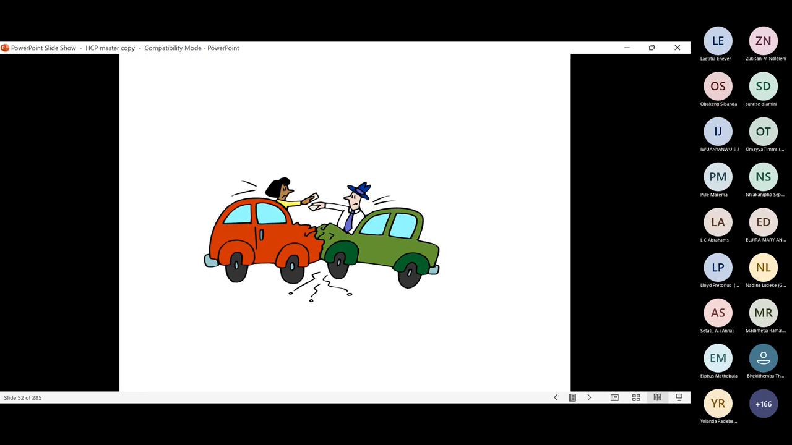Now, as lawyers, we all know, if we look at that, there's damage to the vehicle and we think, what branch of the law is that? While our client speaks, we know what branch of the law it is: delict.